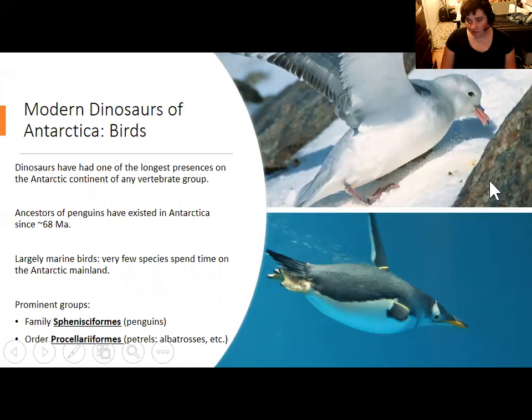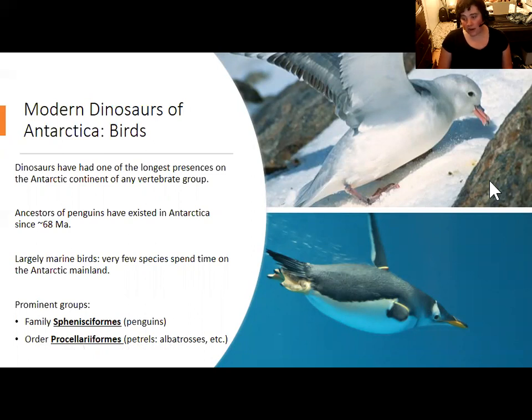Going a bit up the food chain once again, we find that happily, dinosaurs do still live in Antarctica. Penguins had ancestors that lived with the last land mammals of Antarctica during the early part of the Cenozoic, and it's possible that there's fossils from the Mesozoic that look like penguins or that resemble penguin ancestors that may have lived alongside non-avian dinosaurs as well. So dinosaurs have had a really long presence on Antarctica. And penguins are truly marine birds.